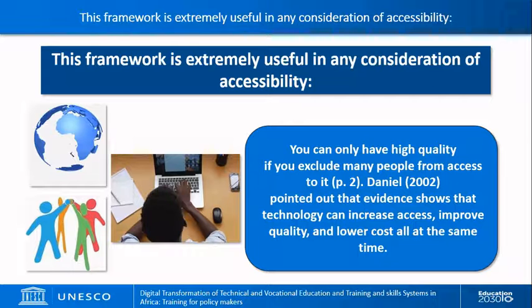Daniel pointed out that evidence shows that technology can increase access, improve quality, and lower cost all at the same time. So we are now saying that you can only have high quality if you exclude many people from access. But Daniel pointed out that evidence is there, which shows that technology can increase access, improve quality, and also lower the cost.